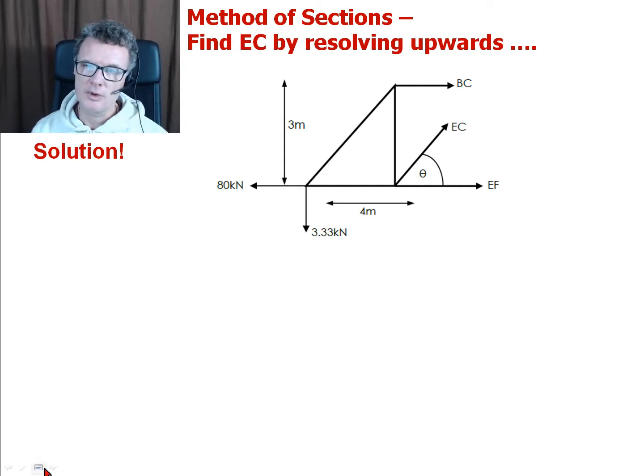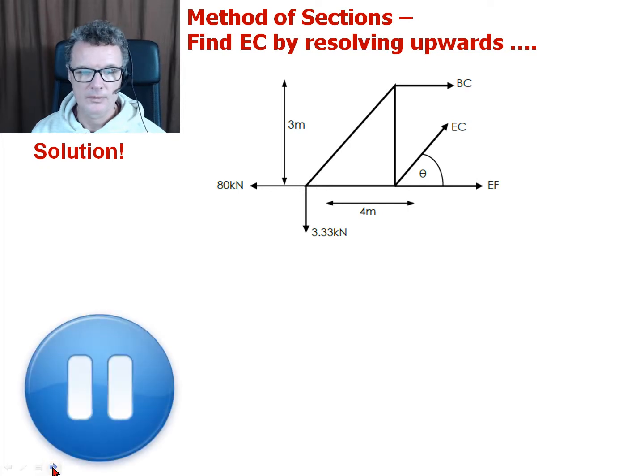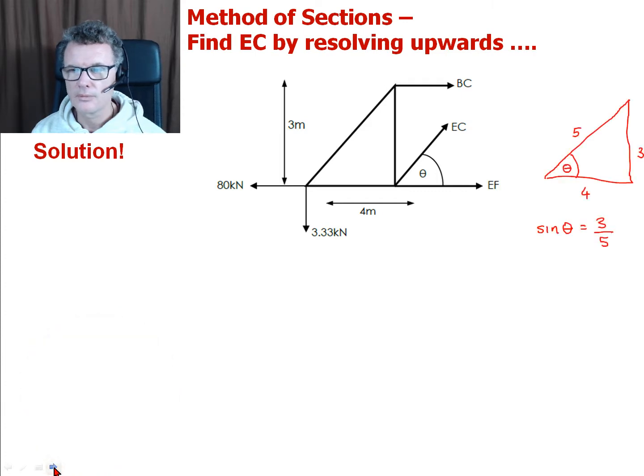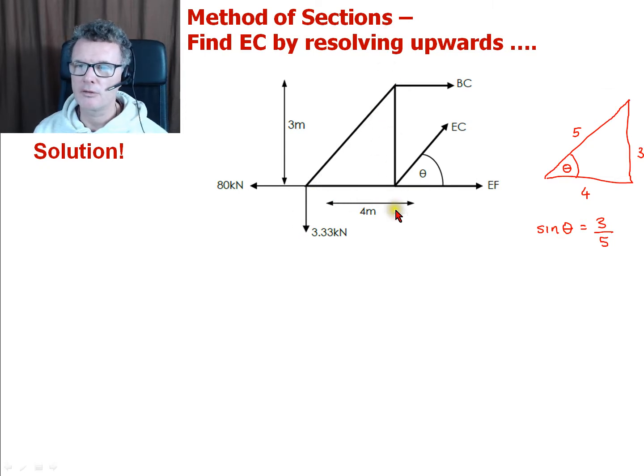So let's start off with trying to find what EC is. You want to pause the video and notice that we've got 4 along the bottom, slightly displaced there, and 3 up here for the framework. So sine theta is going to be opposite 3 divided by hypotenuse 5. Sine theta is 3 over 5.